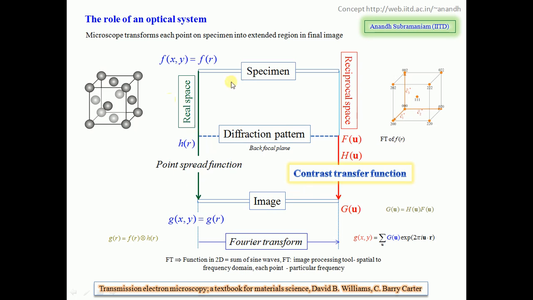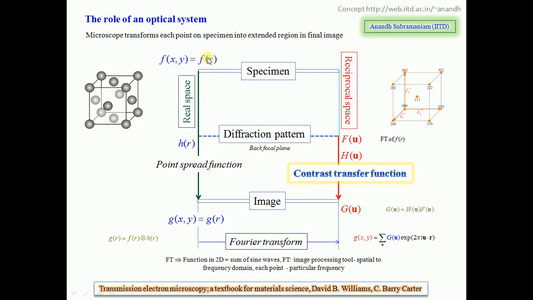So if a point on the specimen is described by a point function f of r or f of xy in real space, then in reciprocal space, this point, we need to think of the reciprocal lattice, is it not? This is a simple lattice, this is the reciprocal lattice. So here also a point, here also a point. But when you increase resolution, for high resolution you need a point spread function.